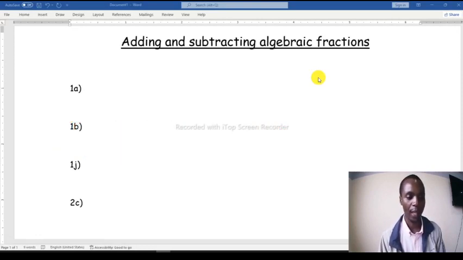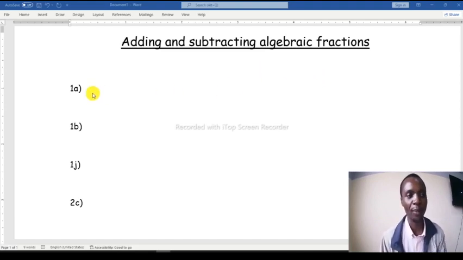So we should appreciate the fact that an algebraic fraction is any fraction that has unknown variables or letters, like we are talking about algebra. For example, x over 4 is an algebraic fraction, 2a over 3, b over 2. Those are all examples of algebraic fractions. And today we're going to look at how to simplify simple algebraic fractions using some of the methods that we've already looked at. For today we're only going to be looking at addition and subtraction.